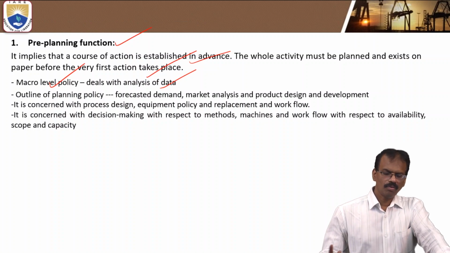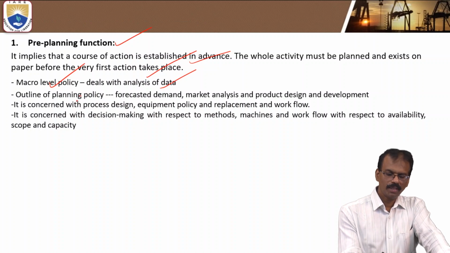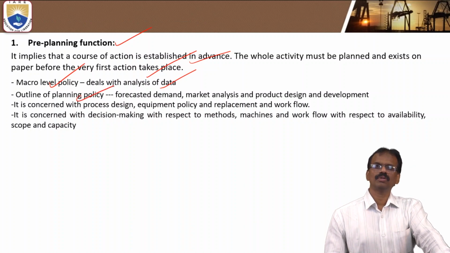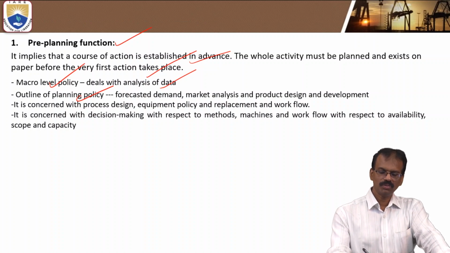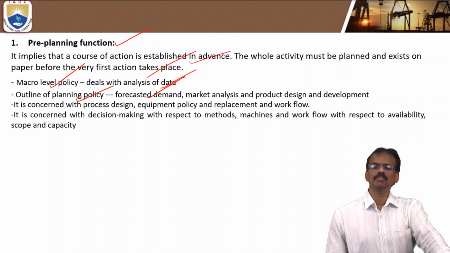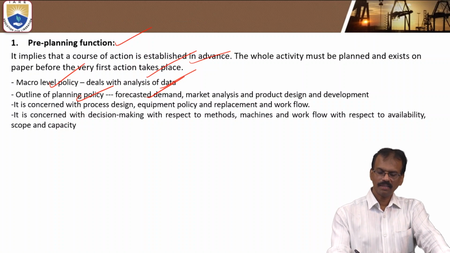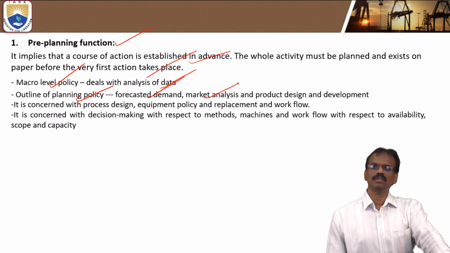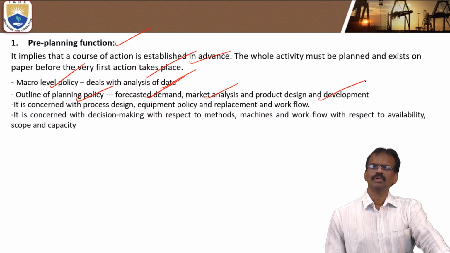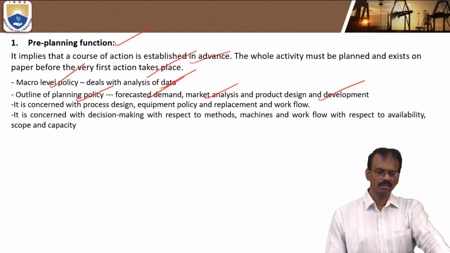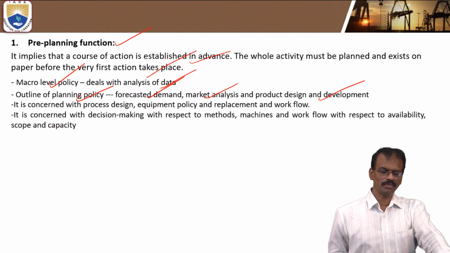Next is the outline of planning policy, which is based upon forecasting demand. Forecasting means prediction of the demand in future. Next is market analysis: what is the present market demand and analysis must be needed. Next is product design and development, the product design and development method. All these things are needed for the pre-planning function.